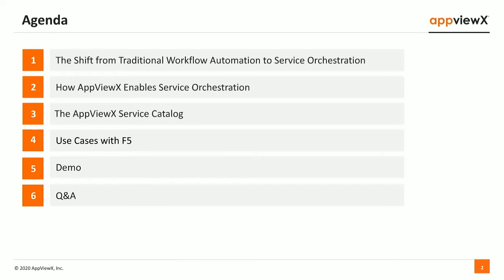From an agenda perspective, we're going to talk about how the industry is shifting from traditional workflows, traditional task-based automation, to more service orchestration, where there are multiple services and how those are integrated, interdependent, and all that. We'll also talk about how AppViewX will enable service orchestration and what tool sets are there within AppViewX to enable that. We'll also look at AppViewX's service catalog capability, where you can define your own catalog for different personas, different users, different teams, and whatnot.